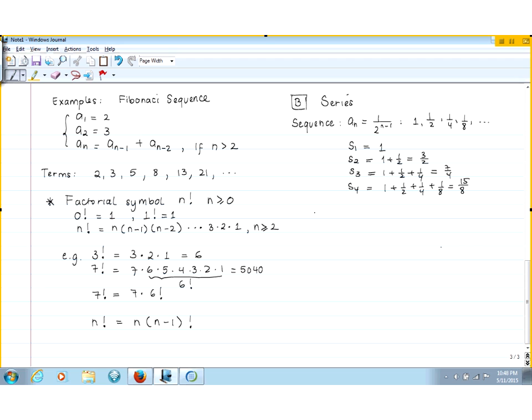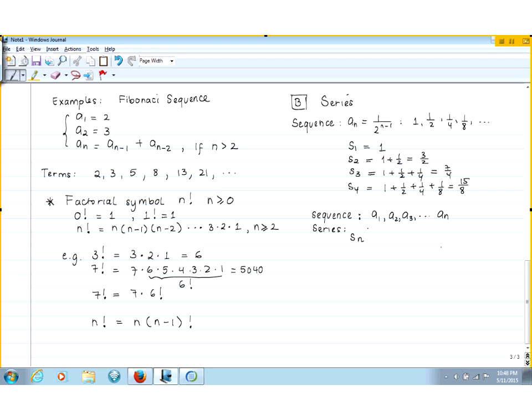So let's talk about the difference between sequence and term. A sequence is just numbers, a list in order, listed as A1, A2, A3, all the way up to AN. So that's your sequence. What about series?